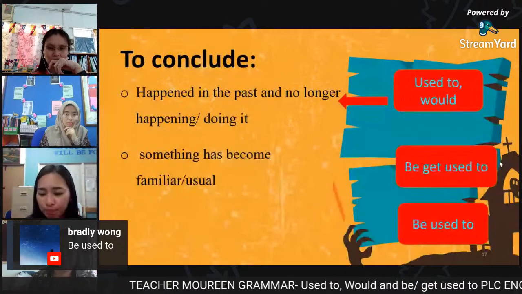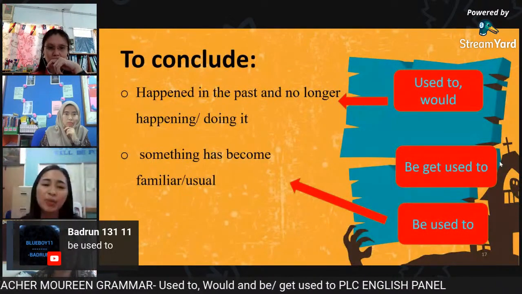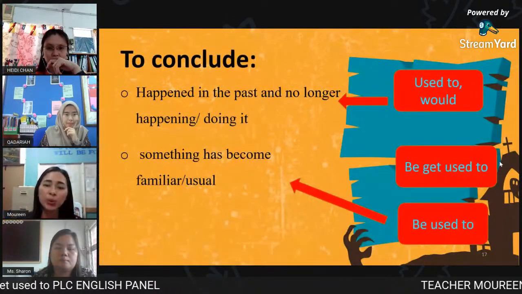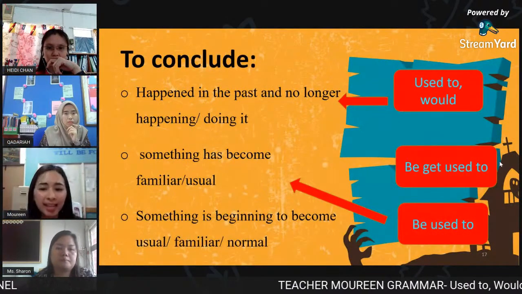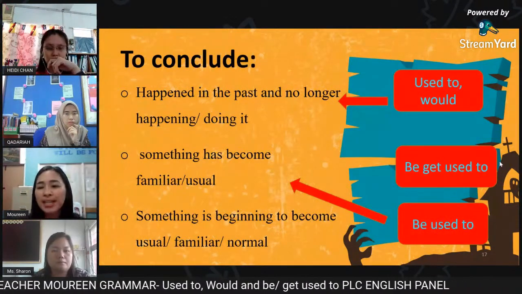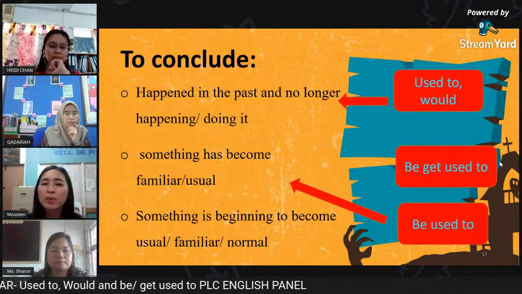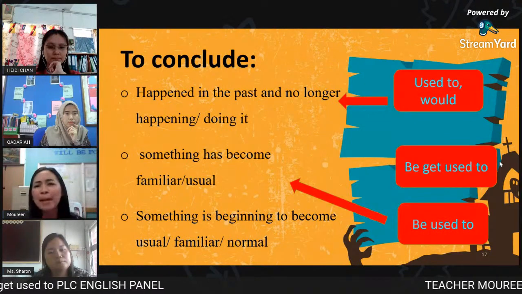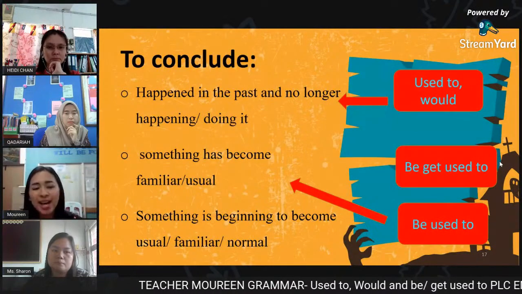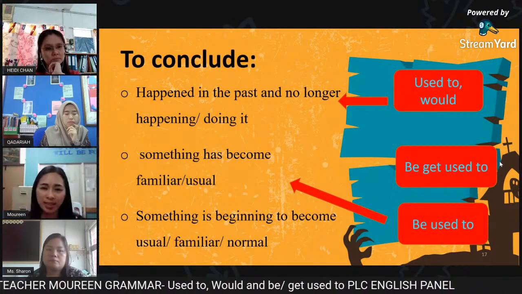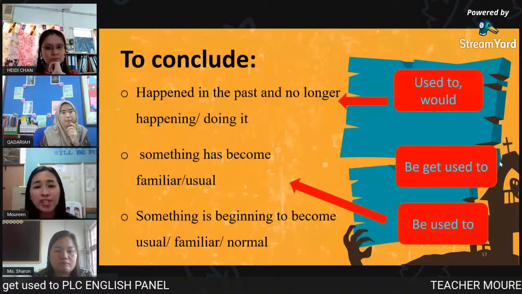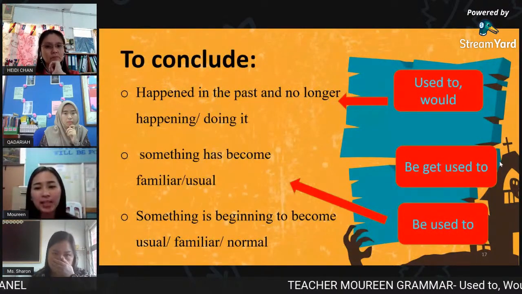Okay, that's very correct. If you want to talk about something that has become normal, familiar, and usual, you will use be used to. And the last one, something beginning to become usual, familiar, and normal, is definitely be getting used to. All right, so I hope you remember the formula. The formula means be plus used to, and then be get used to plus verb-ing. I noticed that some of your answers in the chat just now left out the verb-ing, but it's okay. I just want to see how you differentiate the usage of be get used to and be used to. Okay, so yeah.